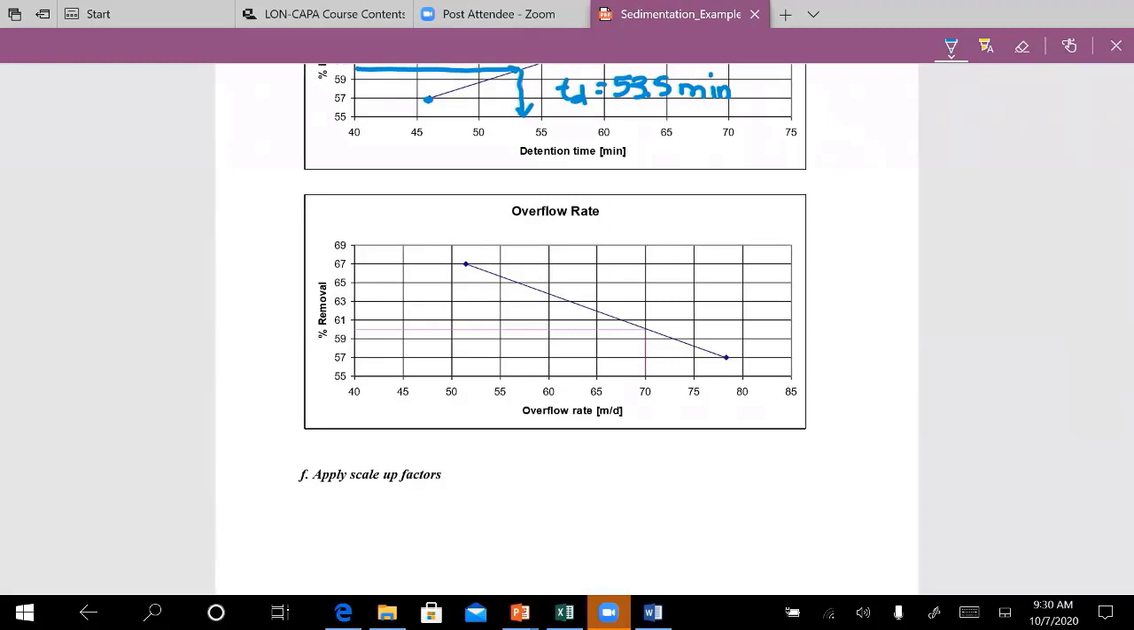I do the same thing for the overflow rate. So for the overflow rate, I have here at an overflow rate of 51.4, I have 67%, and at an overflow rate of 78, I have 57% removal. Draw a straight line, do the same thing. I have 60% here, and that corresponds to an overflow rate of 70 meters per day.